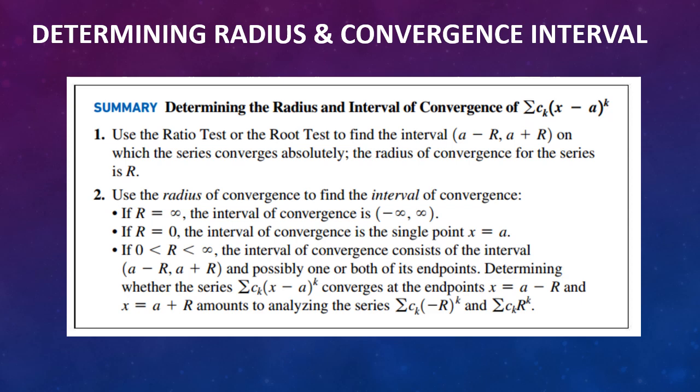If r equals infinity, the interval of convergence is negative infinity to infinity. If r equals 0, the interval of convergence is the single point x equals a. And if r is between 0 and infinity, the interval of convergence consists of the interval (a minus r, a plus r) and possibly one of its endpoints. Determining whether this series converges at the endpoints, x equals a minus r or x equals a plus r, amounts to analyzing the series, the summation of c sub k times negative r to the k, and the summation of c sub k times positive r to the k.